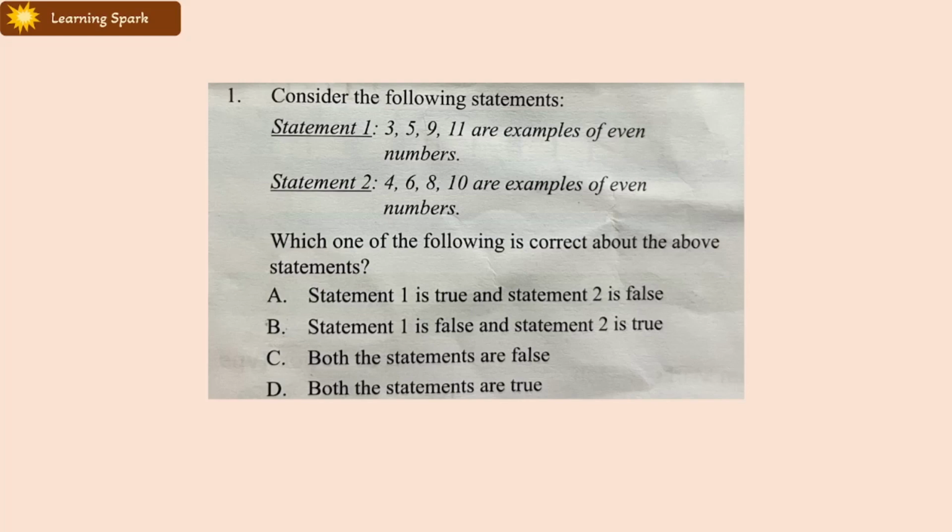Question number 1 is on your screen. Let's solve this together. There are two statements given. The first statement is saying that 3, 5, 9 and 11 are examples of even numbers. We know that these are all odd numbers. These are not even numbers. So statement 1 is false. And statement 2 says 4, 6, 8, 10 are examples of even numbers, which is correct because these are actually even numbers. So statement 1 is false and statement 2 is true. So this is our answer. Option B is the answer.